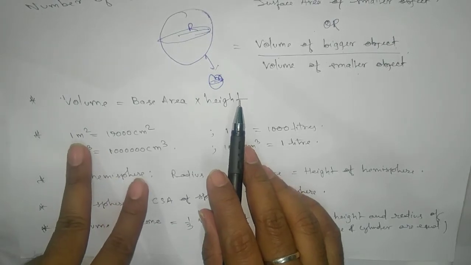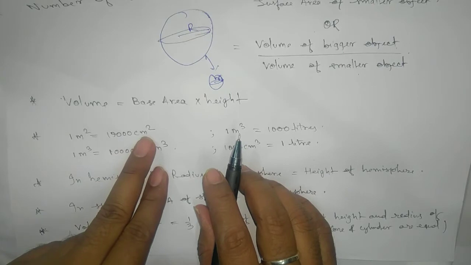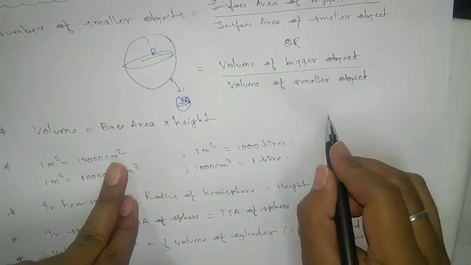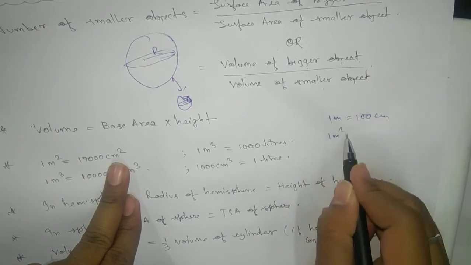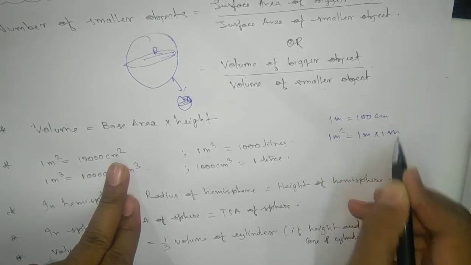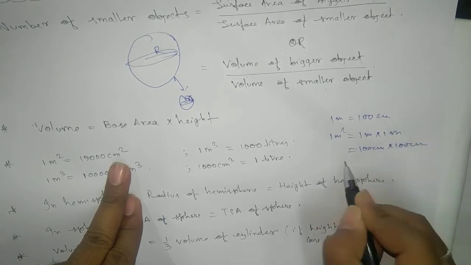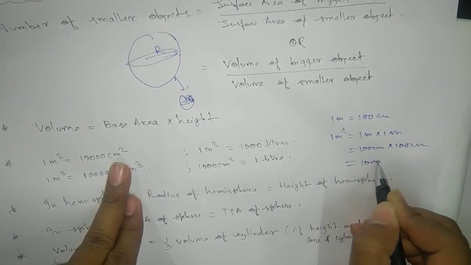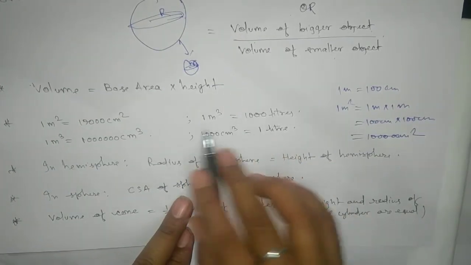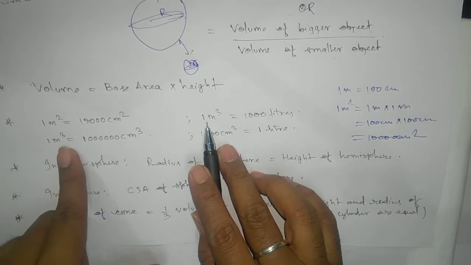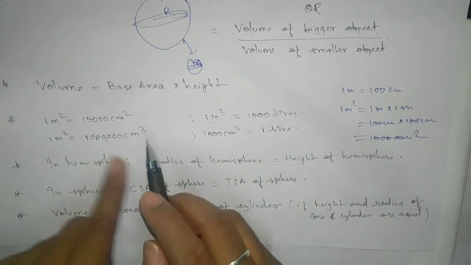Now whenever you see 1 m square, do not take it as 100 centimeter square. Why? Because 1 meter equals 100 centimeter. That means 1 meter square means 1 meter into 1 meter, that means 100 centimeter into 100 centimeter, that is 10,000 centimeter square. So it is very important. And similarly, 1 m cube equals what? You can see here, 10 lakh centimeter cube.